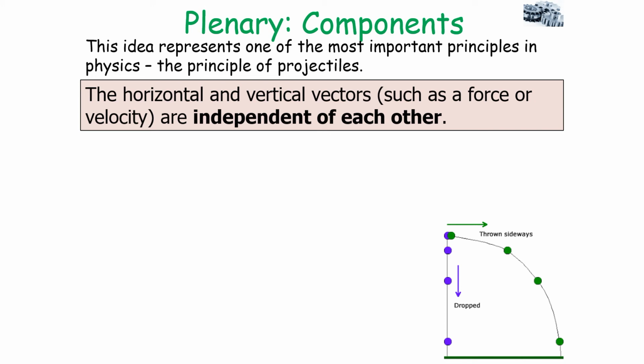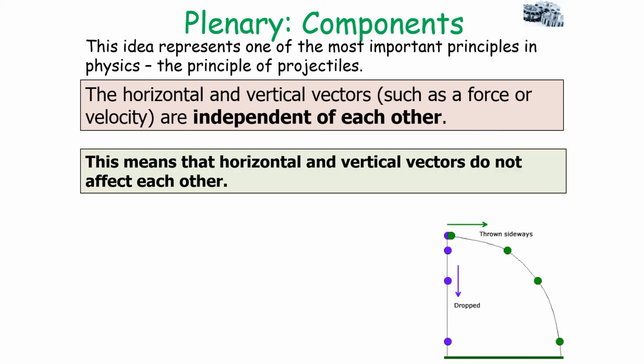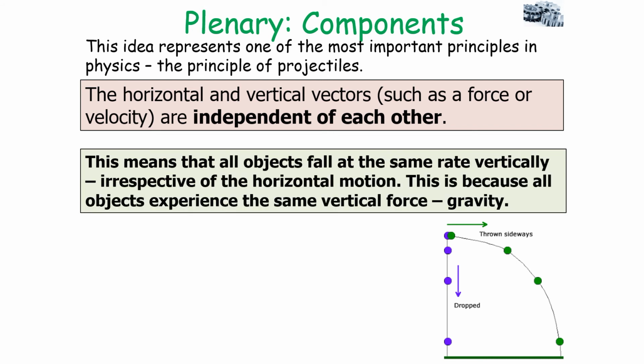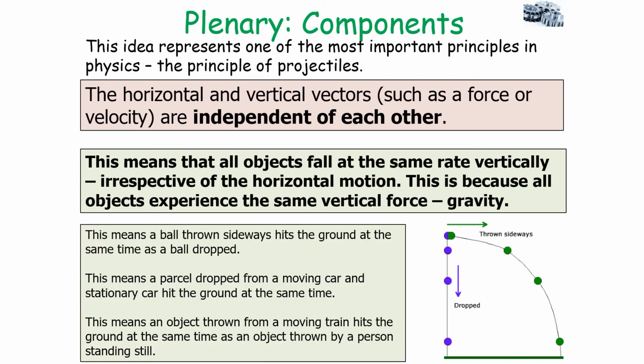The idea that horizontal and vertical vectors such as forces or velocities are independent of each other. This means they do not affect each other. So this means that all objects fall at the same rate vertically, irrespective of their horizontal motion. This is because all objects experience the same vertical force, gravity. So this means a ball dropped sideways hits the ground at the same time as a ball dropped. This means that a parcel dropped from a moving car and a parcel dropped from a stationary car hit the ground at the same time.